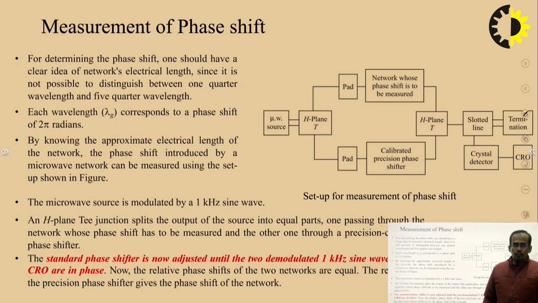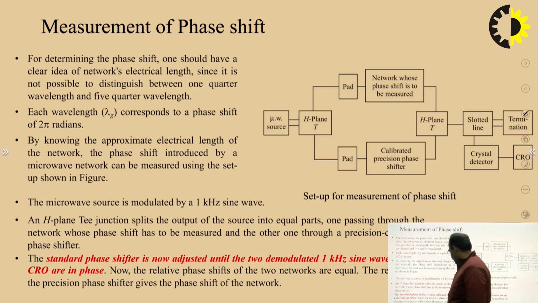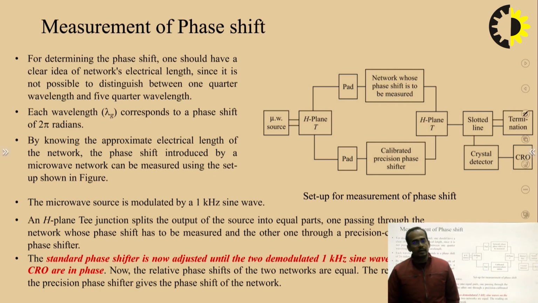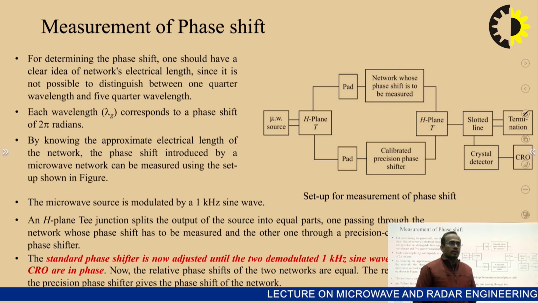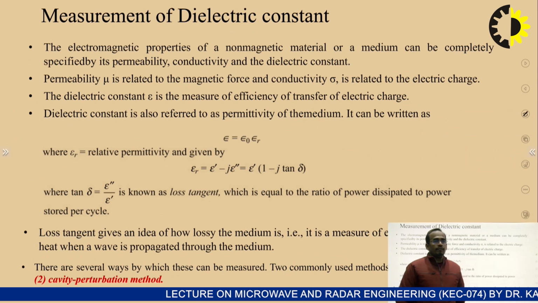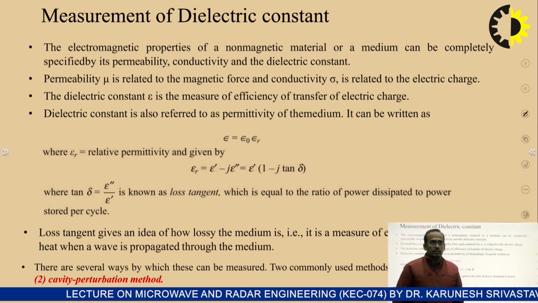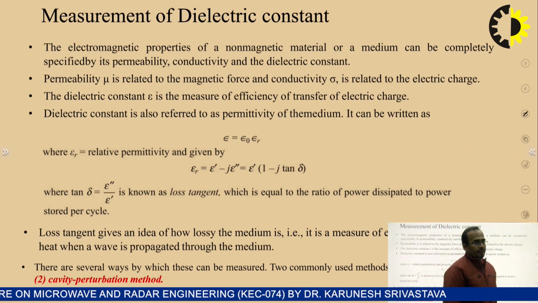So we can see the relative phase shift between the two paths is equal, and the reading of the precision phase shifter will give the phase shift of the network. So this is the measurement of phase shift. And now, the measurement of dielectric constant.